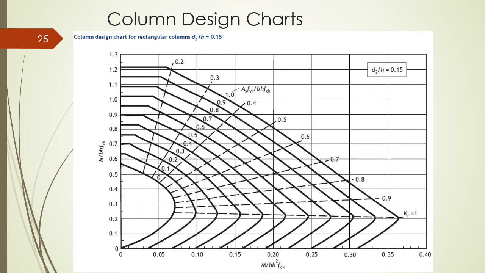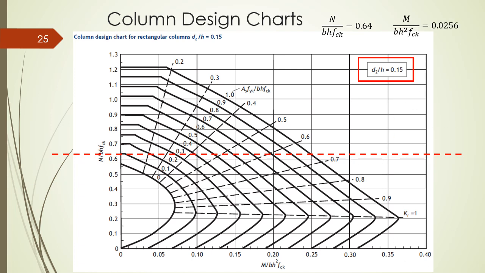We go to the charts. Conservatively, we'll use D2 over H is 0.15. We'll have our N over BH FCK 0.64. We'll draw a horizontal line about 0.64. M over BH squared FCK was 0.0256. We'll draw a line about that. And where the two intersect on the green spot, we'll read off our value of AS FYK over BH FCK.